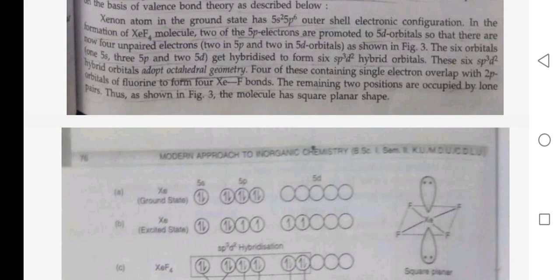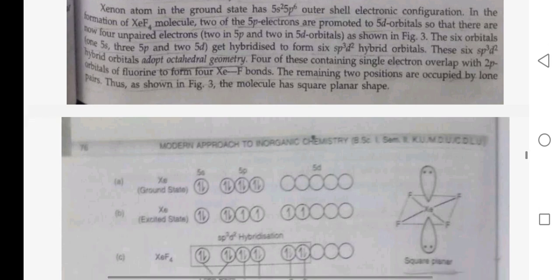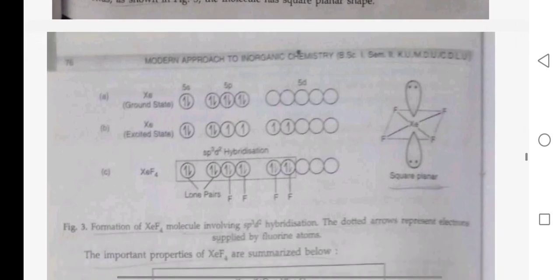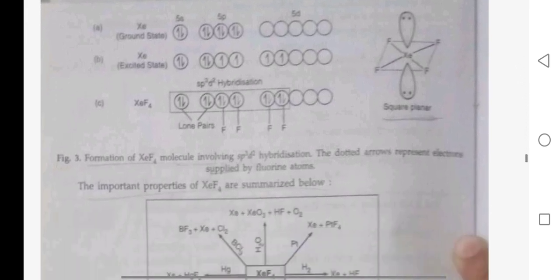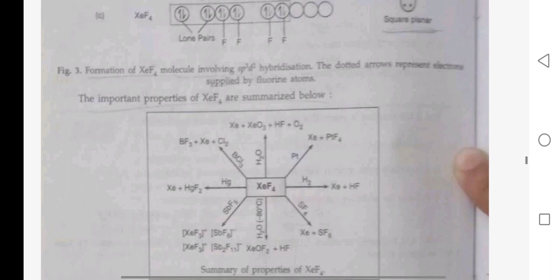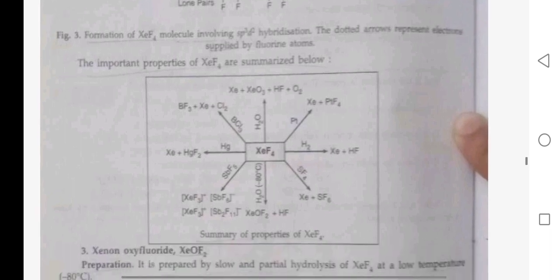Four of them, containing a single electron, overlap with the 2p orbitals of fluorine to form four Xe-F bonds. The remaining two positions are occupied by lone pairs, thus the molecule has a square planar shape. Formation of XeF4 involves sp3d2 hybridization. The dotted arrow represents electrons supplied by fluorine atoms.